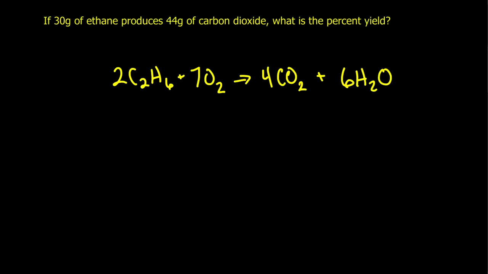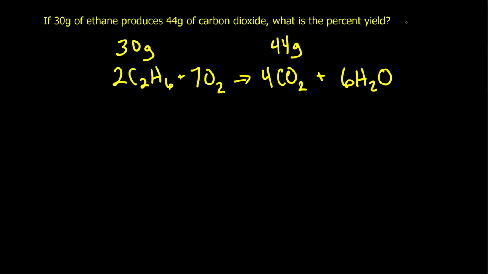Let's do another one. This is the way you're typically going to see it. It'll be in a problem with generally more steps than just one conversion. So if we got 30 grams of ethane, so we pick out ethane. Ethane is C2H6, so I got 30 grams of this guy. And we produce 44 grams of carbon dioxide. 30 grams of ethane produces 44 grams of carbon dioxide. What's our percent yield? So this 44 grams is our actual value.